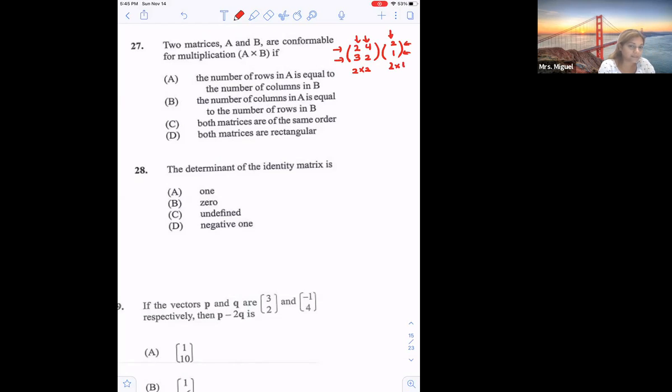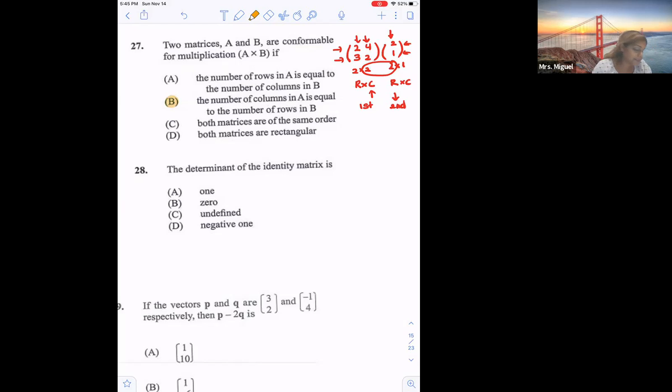These two matrices can be multiplied if these two numbers have to be the same, and this is row by column. So it is the number of columns of the first matrix multiplied by the number of rows of the second. The answer is B. And learn that, please.